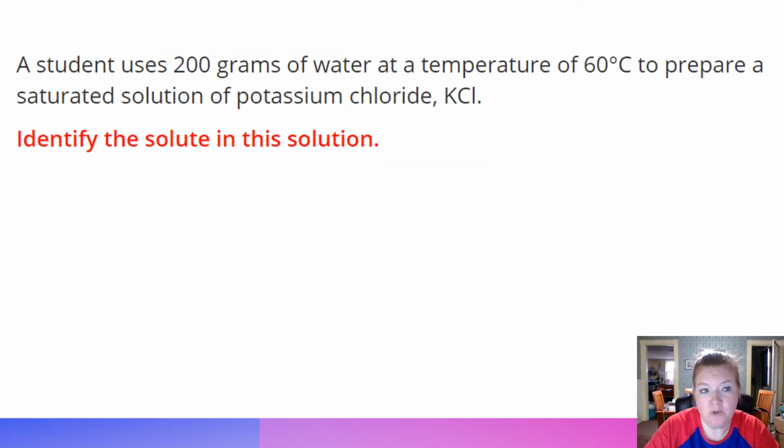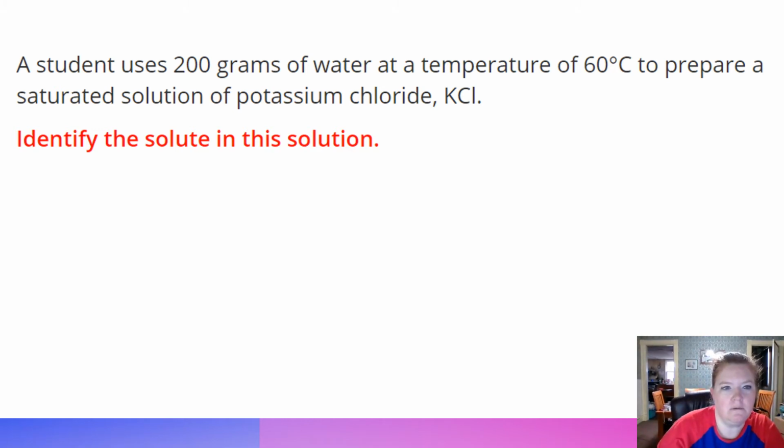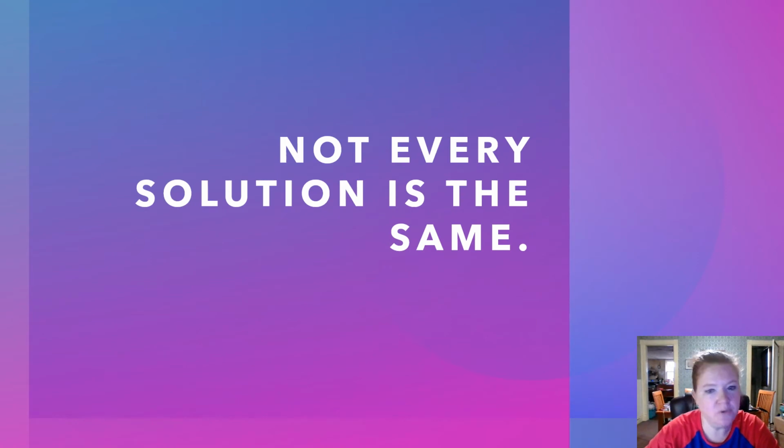Okay, my question, it's in red. Identify the solute. So again, you take the solute, put it into the solvent, stir it up, the solvent dissolves it, you get the solution. So it says 200 grams of water at a temperature of 60 degrees Celsius, prepare a saturated solution of potassium chloride. So what's the solute? What's the thing I'm dissolving? Well, I've got water and I've got KCl. Solute: KCl.